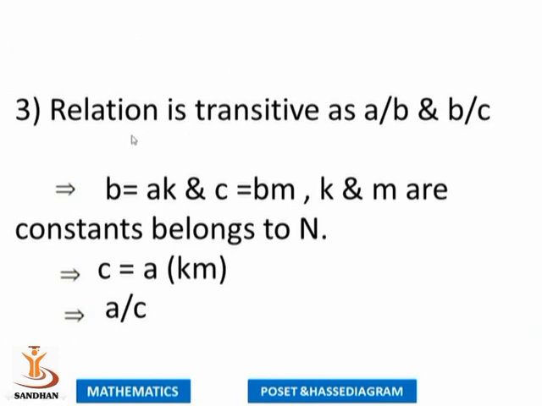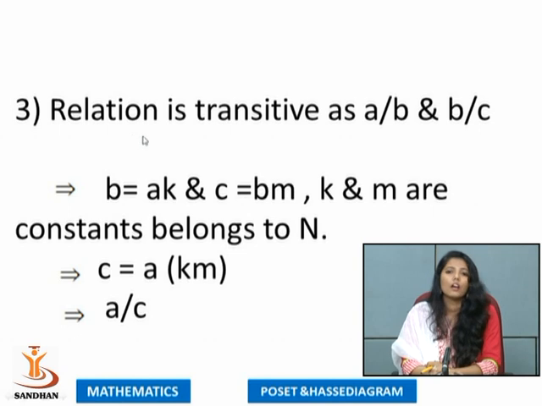Now the third condition is that the relation is transitive. We are given that A divides B and B divides C. So we can write B is equal to A into K and C is equal to B into M, where K and M are natural numbers. Merging the two, we can write C is equal to A into K into M. Just replace the value of B here, and by that, C is equal to A into some constant, so we can write that A divides C. So if A divides B and B divides C, we can prove that A divides C. So it is transitive.